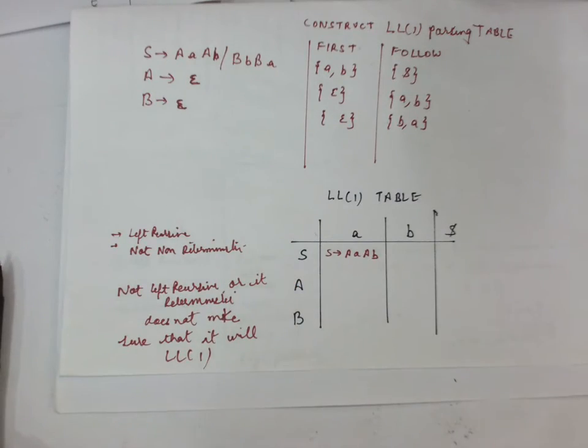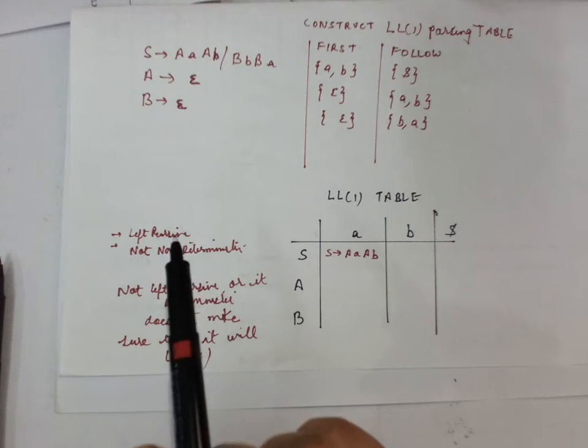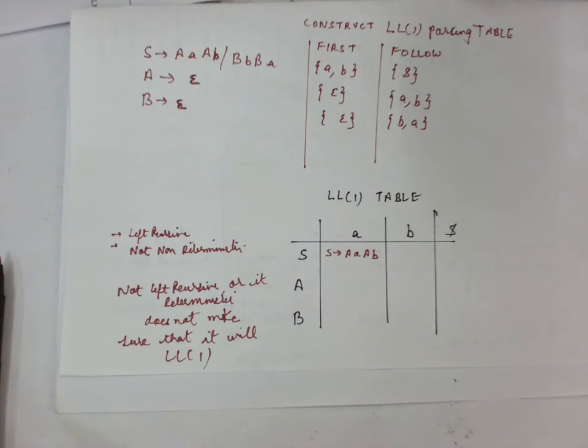So as we all know, first we need to find, so we can see this is deterministic grammar, it is not left recursive. Okay, so we can start with that. We first find the first and follow.